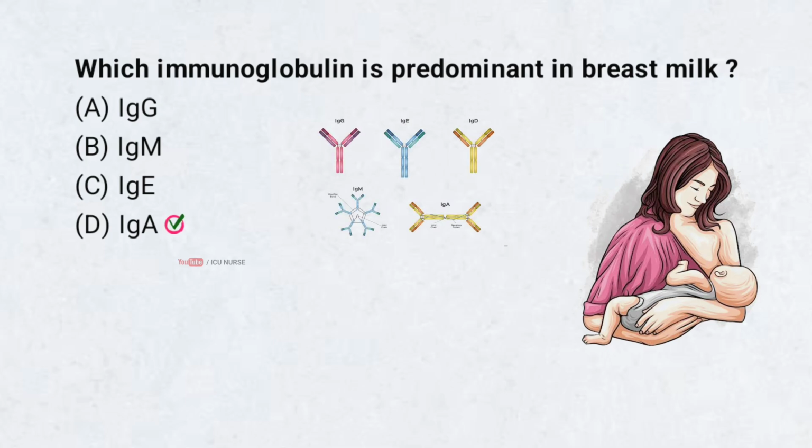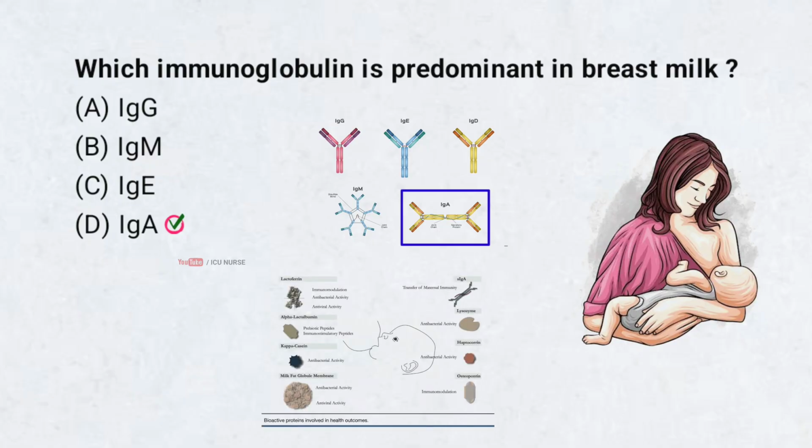IgA is the main immunoglobulin in breast milk. It provides mucosal protection to the infant, especially in the gut. This helps reduce infections in breastfed babies. Other immune factors like lactoferrin and lysozyme are also present.